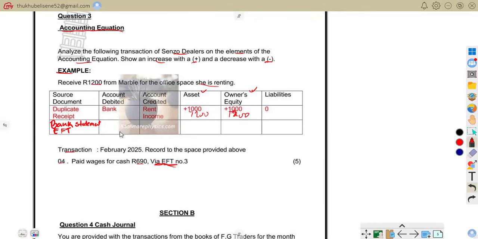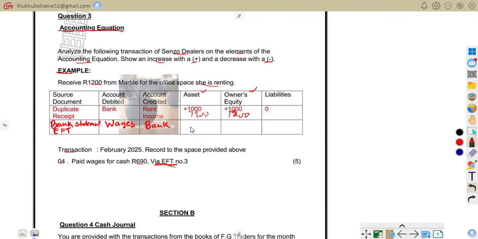So we know the expenses have a debit balance. So it means you're going to debit wages and credit bank, because you're going to pay via what? Bank. Because you were told that you're going to pay via electronic funds transfer. That is through the bank. You're going to take money out of the bank to pay for the wages.